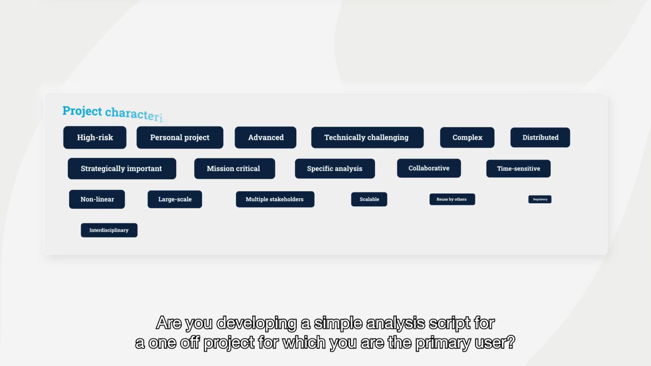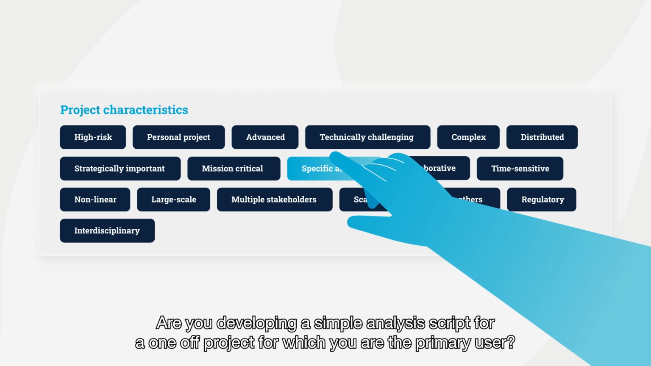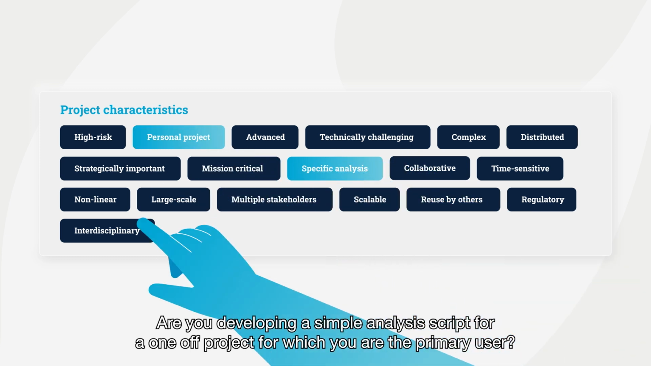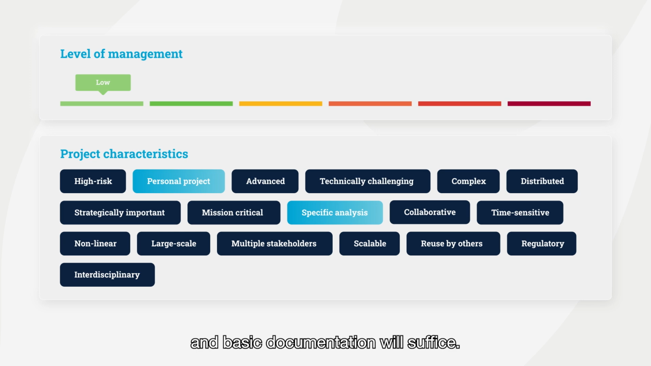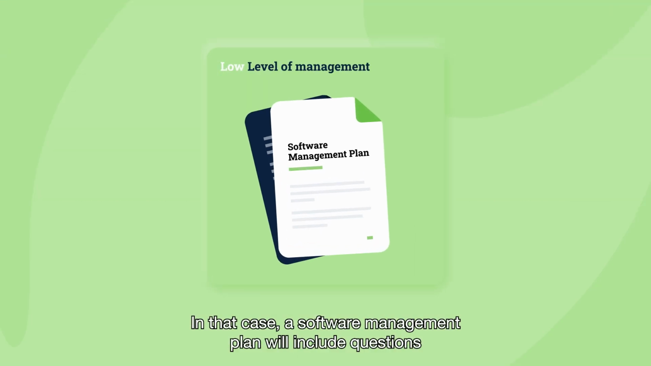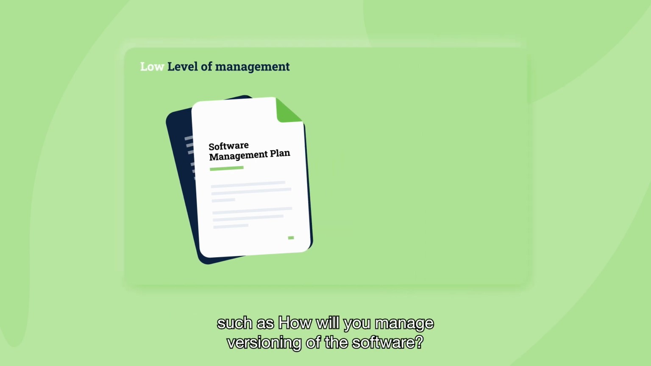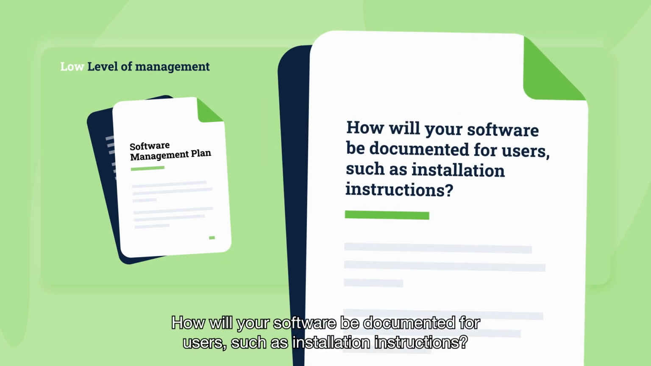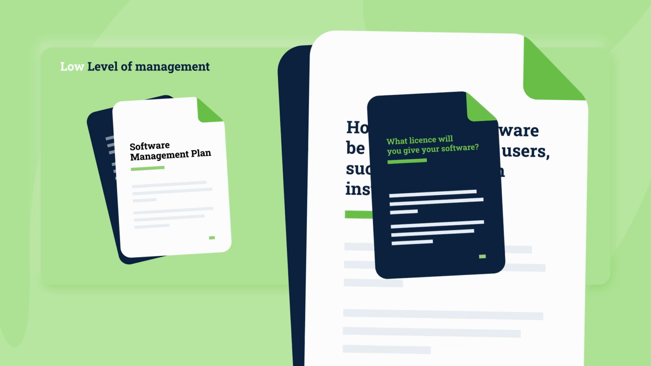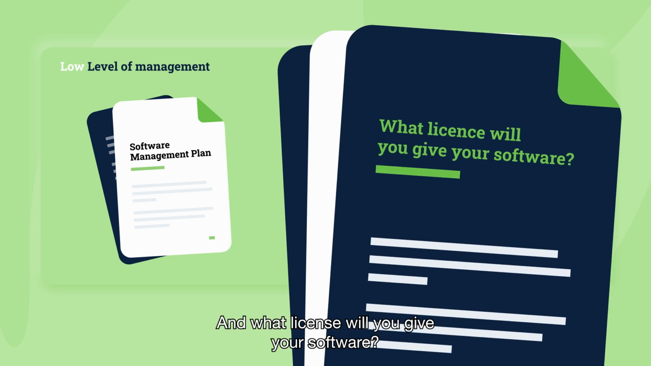Are you developing a simple analysis script for a one-off project for which you are the primary user? Then the level of management of the software is low and basic documentation will suffice. In that case, a software management plan will include questions such as: how will you manage versioning of the software? How will your software be documented for users, such as installation instructions? And what license will you give your software?